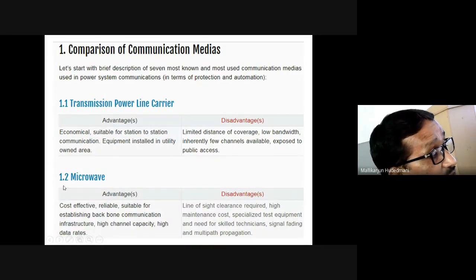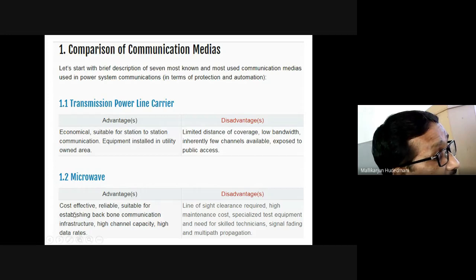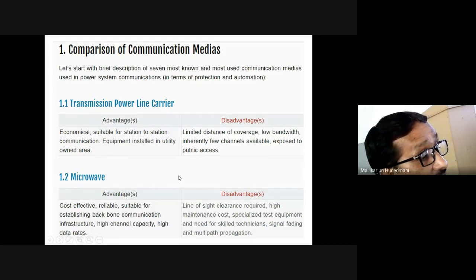The next advanced version of this, which is useful for long distance, is microwave in the gigahertz scale. It is cost effective, reliable, suitable for establishing backbone communication infrastructure, with high channel capacity and high data rate. Here was a limitation: the bandwidth was very limited and we did not have a number of channels for different people to concurrently transmit their information to different nodes. This was not possible, but microwave communication made it possible.